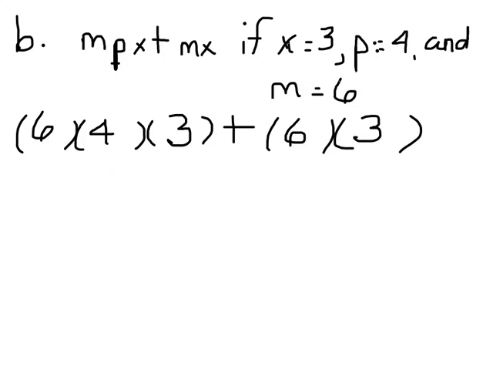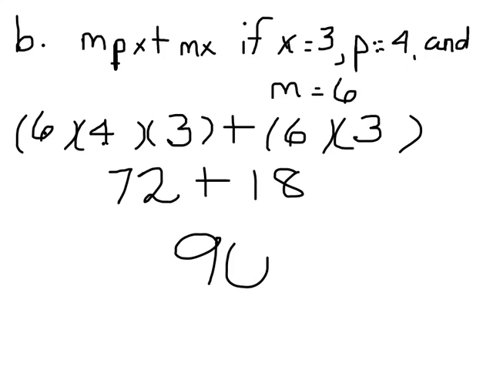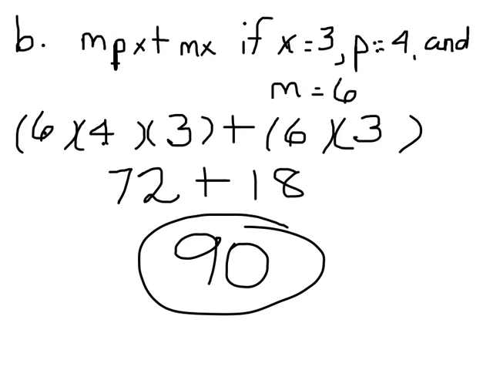So I can say 6 times 4 is 24 times 3, or I could say 3 times 4 is 12, times 6, whichever one's better for me to do mentally. I know that either way it's going to equal 72, plus 6 times 3, or 3 times 6, is 18. 72 plus 18 is a grand total of 90. And this is the way I want to see your work.